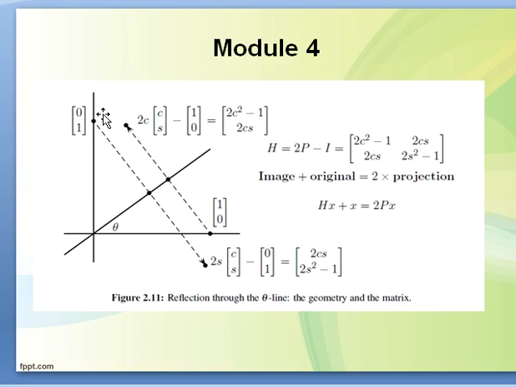And similarly, if we are doing it for 0 1, its reflected point is 2 times s into c s minus 0 1. So this is the thing. So the criterion here is 2 times the projection value minus the vector.